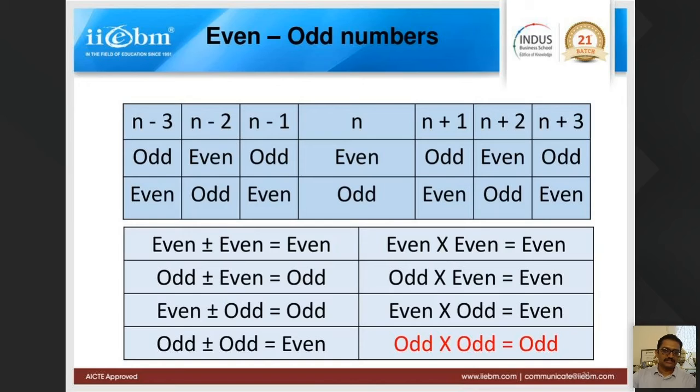Now let us understand the addition and multiplication rules. Even plus or minus even gives even numbers. That is 2 plus 4 is 6, 4 minus 2 gives 2. So if we add or subtract an even number from an even number, it will give an even number only. That is 2 minus 4 will give me minus 2. Minus 2 is an even number.